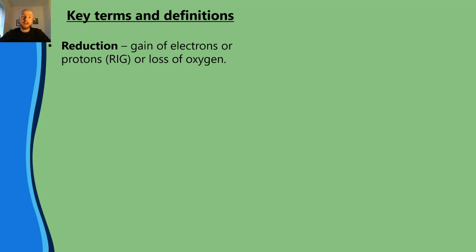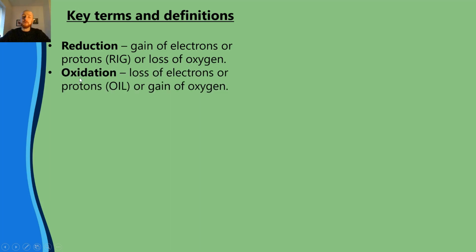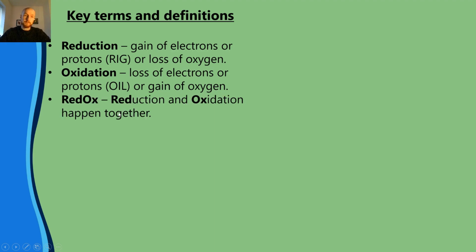So first of all, we have reduction, which is the gain of electrons or protons. Now think about OIL RIG. So reduction is the gain of electrons or protons or the loss of oxygen. Next of all, we have oxidation. Now oxidation is the loss of electrons or protons, so OIL, as in OIL RIG. So oxidation is loss of electrons or protons, or it can be the gain of oxygen.